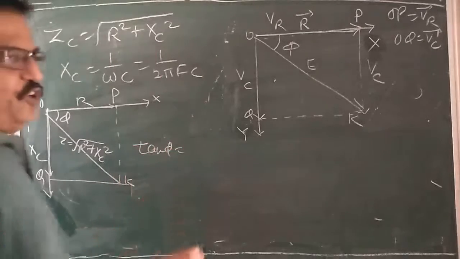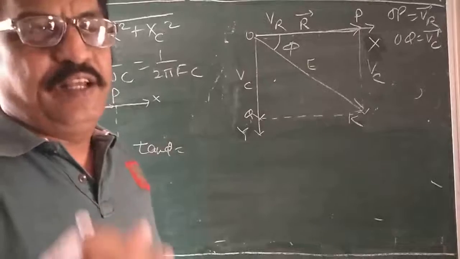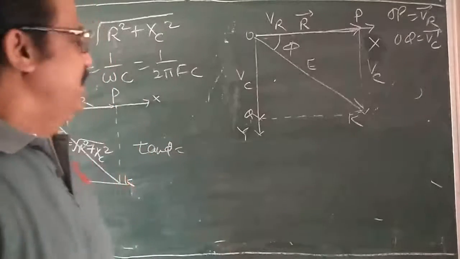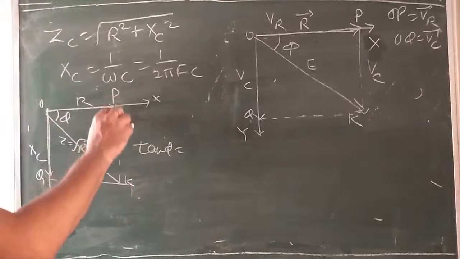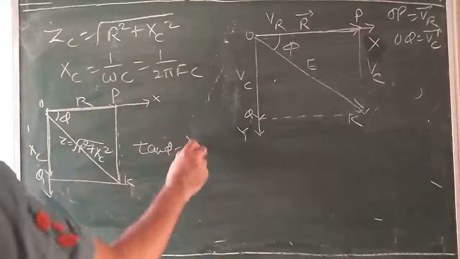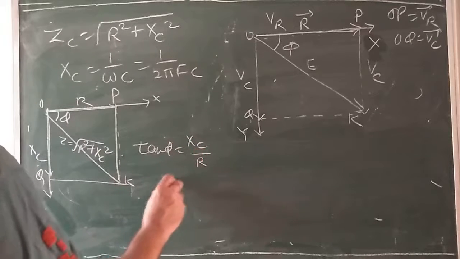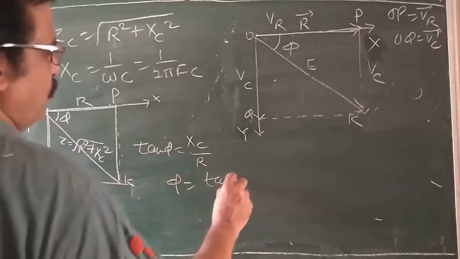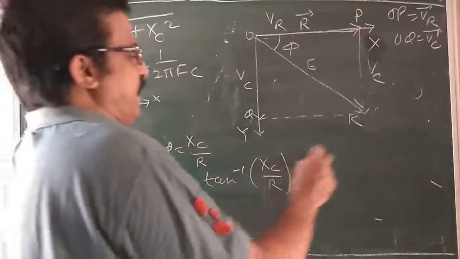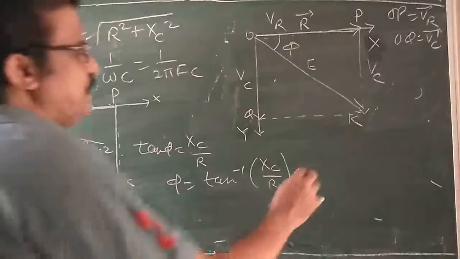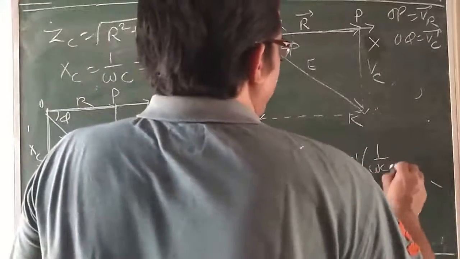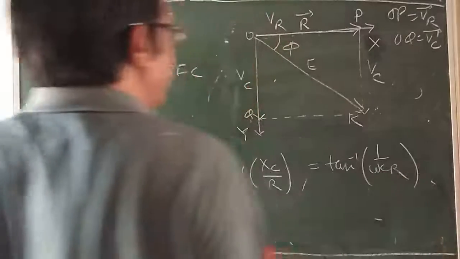So tangent of phi, if I want to write here. We know, children, what is tangent phi? That is perpendicular upon base. It is our trigonometrical relation. So perpendicular is XC divided by R. So I can write phi is equal to tan inverse XC by R. I can also write XC is equal to 1 by omega C, so also I can write tan inverse 1 by omega C R here.